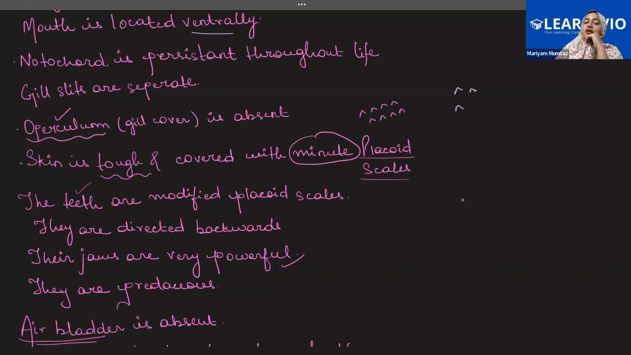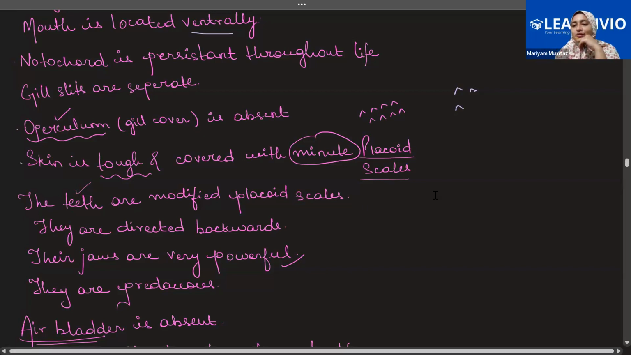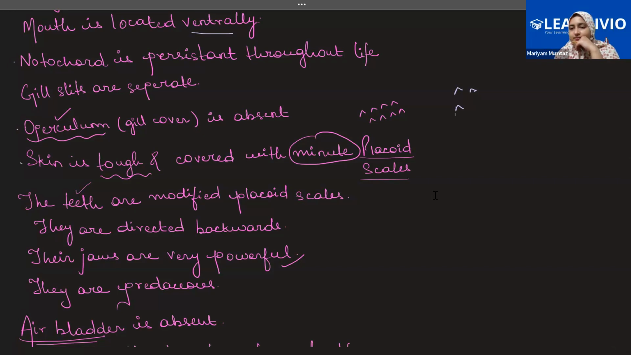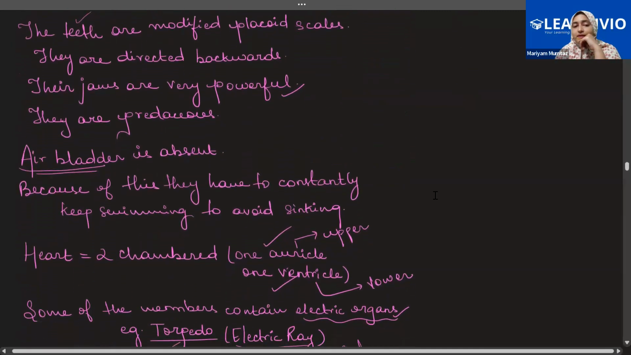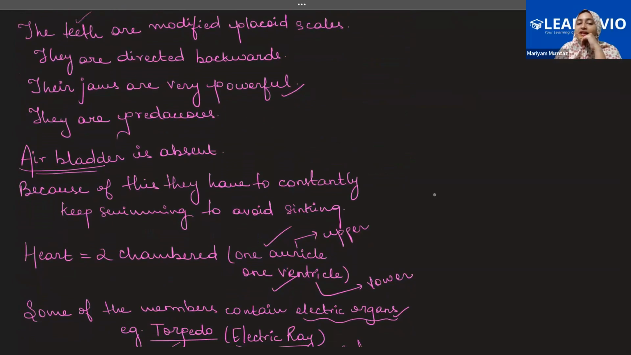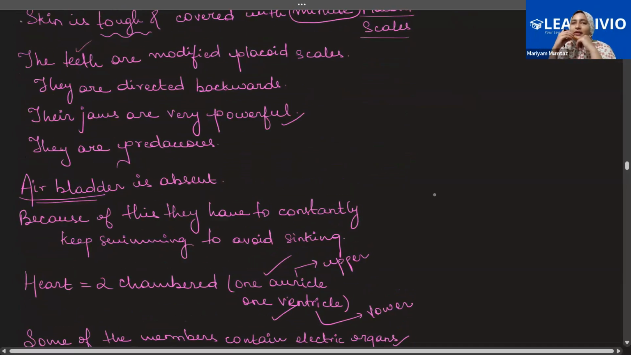But the members of Chondrichthyes don't have them. Then what do you think? If they don't have an air bladder, then they will sink, isn't it? True. But as a mechanism, they know they don't have an air bladder, so they constantly keep on swimming. They are constantly moving, because if they stop, they'll sink. Now, how many of you have seen a documentary on sharks or those movies on sharks?